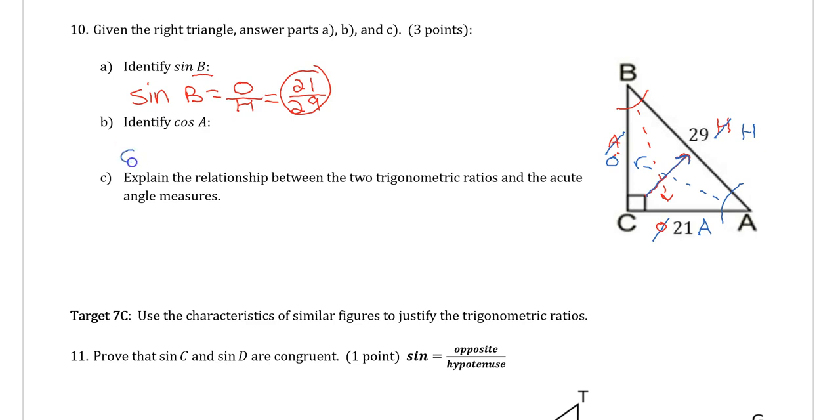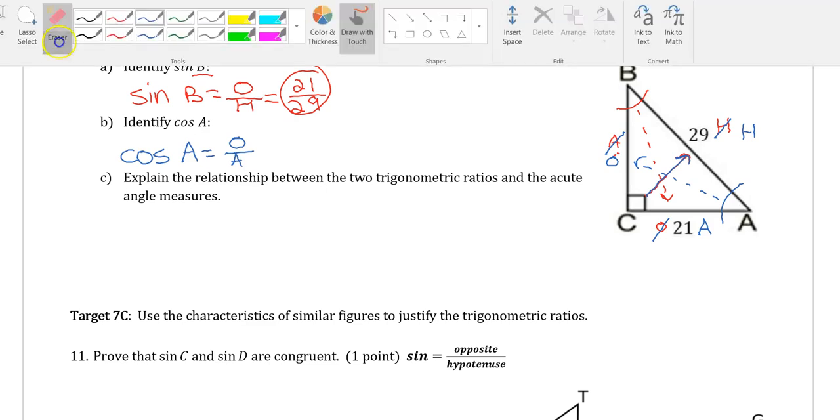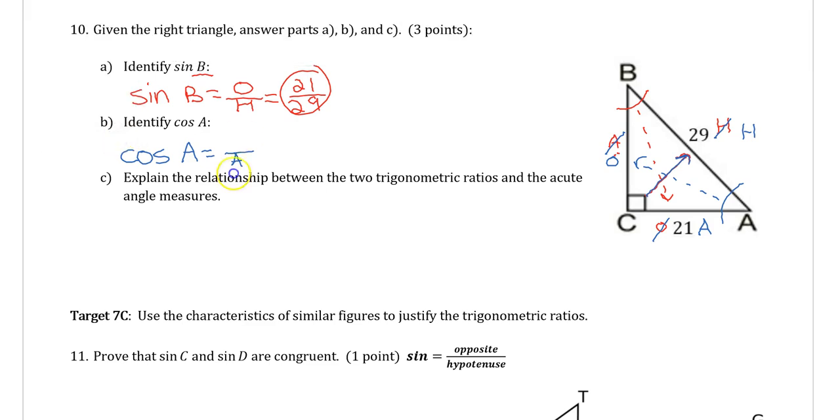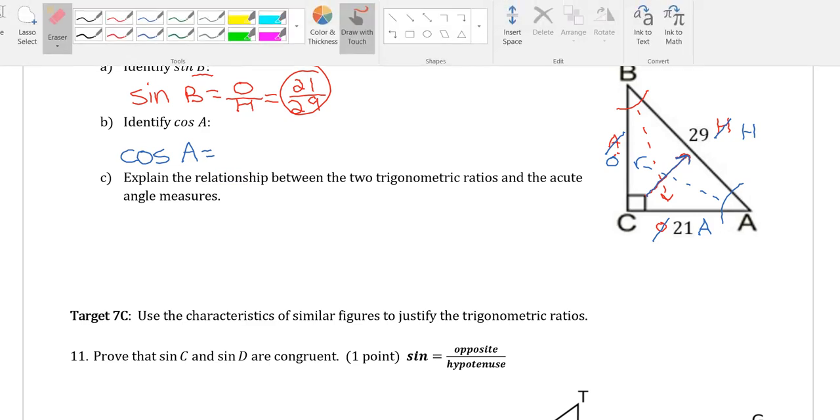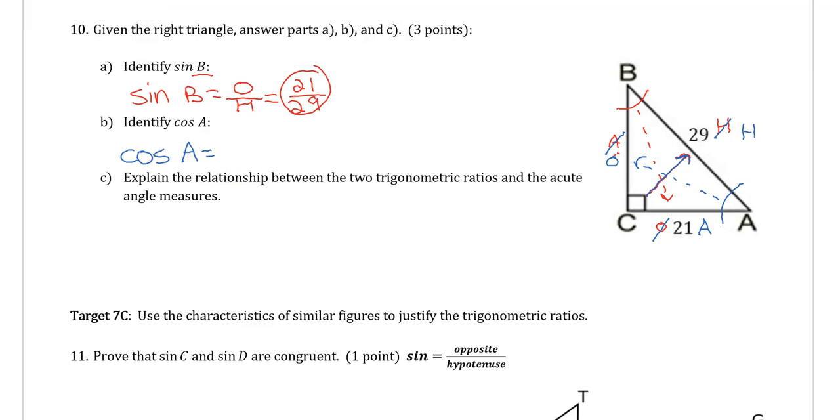So if I'm finding the cosine of A equals opposite over, that's not even a little bit right. Cosine of A equals adjacent over hypotenuse. All right, cosine is A over H. I know my adjacent side is 21. I know my hypotenuse side is 29. Okay? Again, I never had to find that missing side.